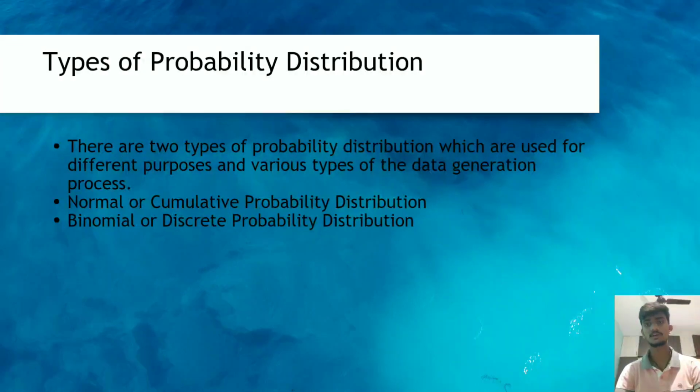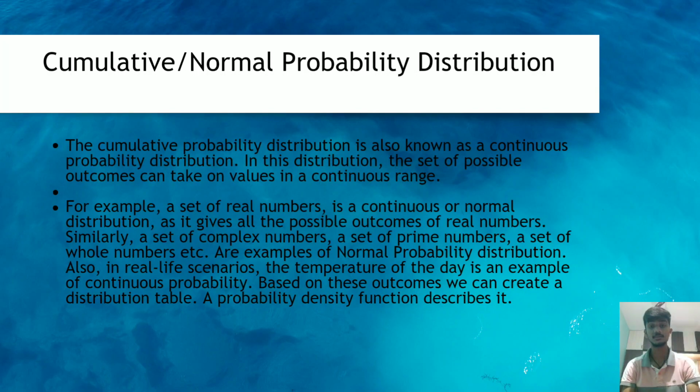There are two types of probability distribution, which are used for different purposes and various types of data generating processes: normal or cumulative probability distribution, and binomial or discrete probability distribution. The first type is cumulative or normal probability distribution. The cumulative probability distribution is also known as continuous probability distribution. In this distribution, the set of possible outcomes can take values in a continuous range.